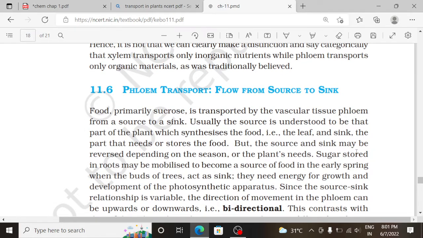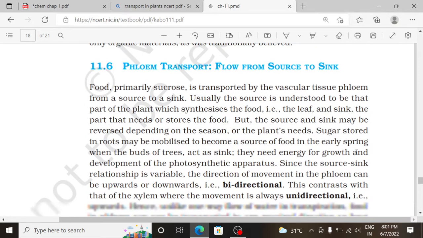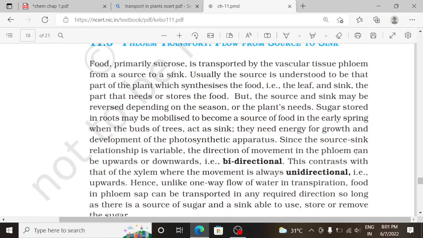Phloem transport flow from source to sink. Food, primarily sucrose, is transported by the vascular tissue phloem from the source to a sink. Usually the source is understood to be the part of the plant which synthesizes the food, that is the leaf, and sink, the part that needs or stores the food. But the source and sink may be reversed depending on the season or the plant's need.